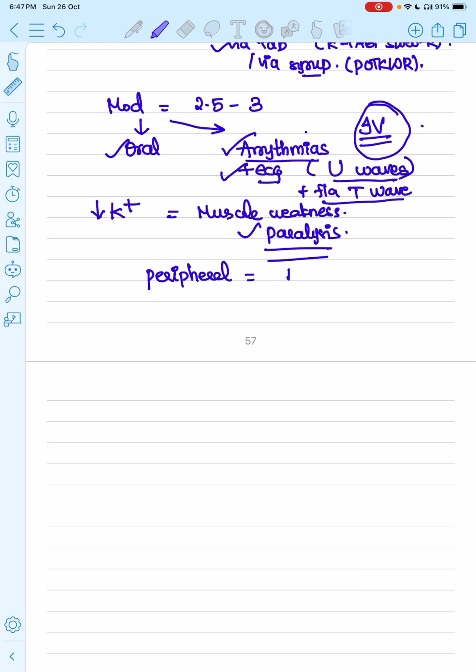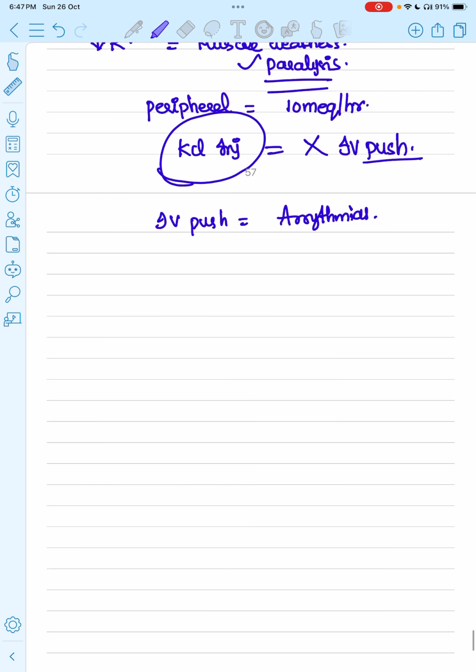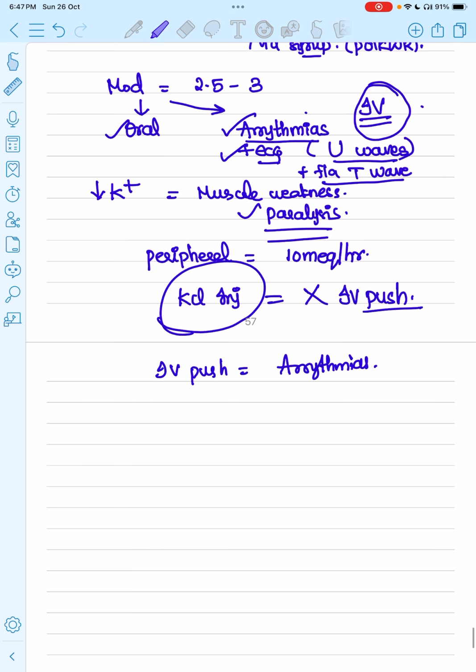Maximum amount of KCl injection given is 10 milliequivalent per hour. Remember, KCl injection is never given as IV push. The rapid IV push may cause arrhythmias, which is fatal. So, never give potassium injection rapidly. It is always given in the form of infusion.